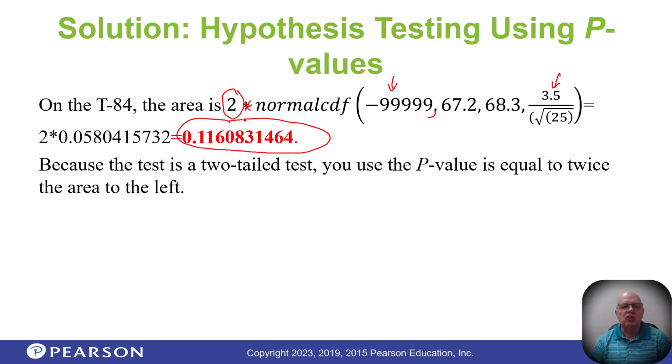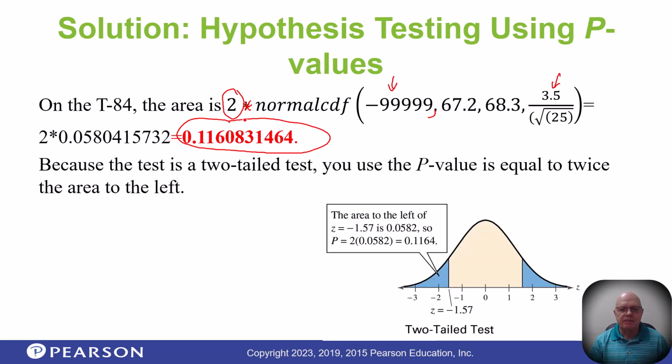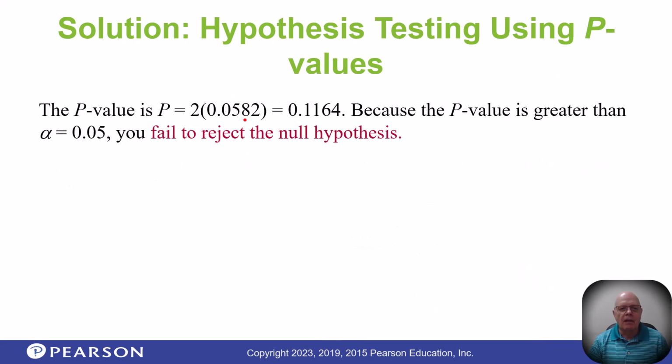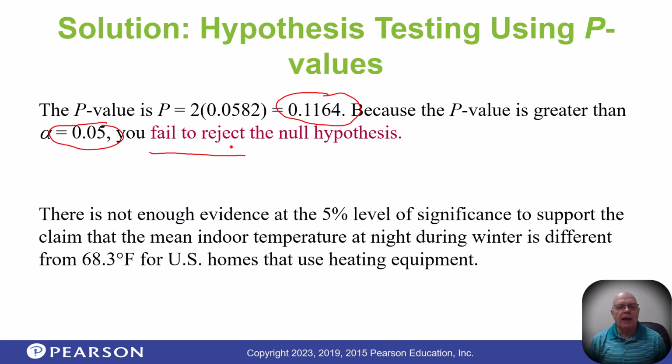Unfortunately, that's not less than alpha. Our alpha was 0.05, but our p-value is 0.1164. Fail to reject. It's not less than alpha, the level of significance. And there's some good wording. You might want to copy this again. Get practice using the correct wording.